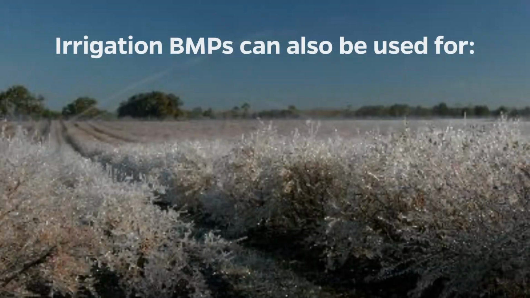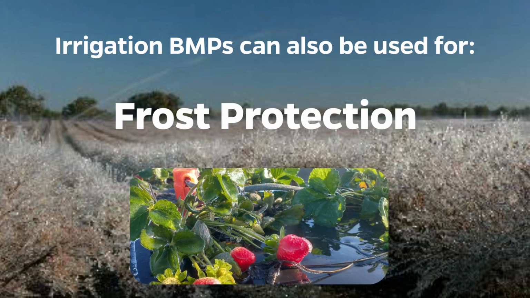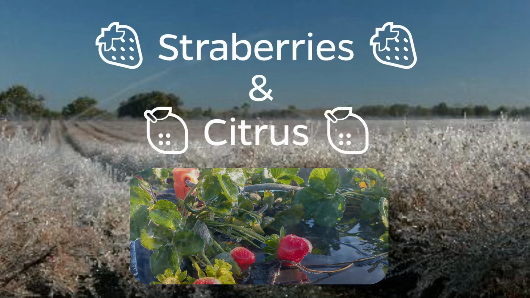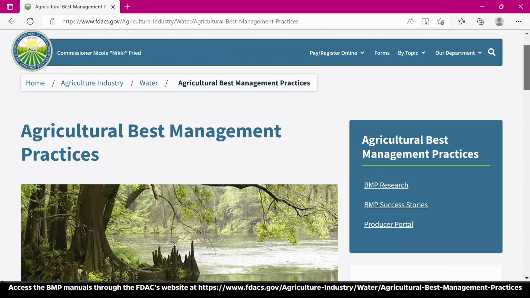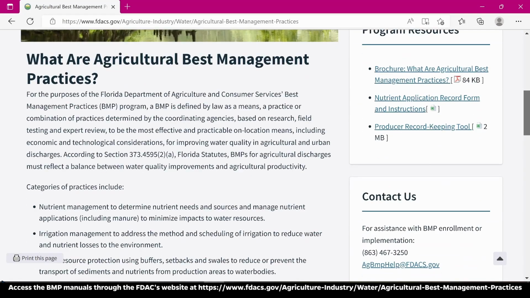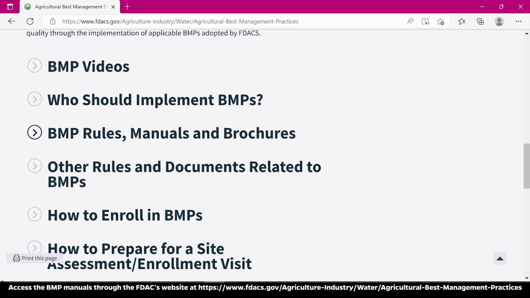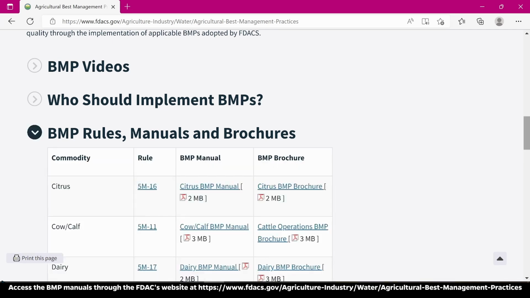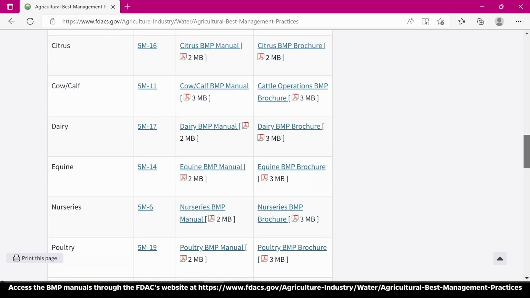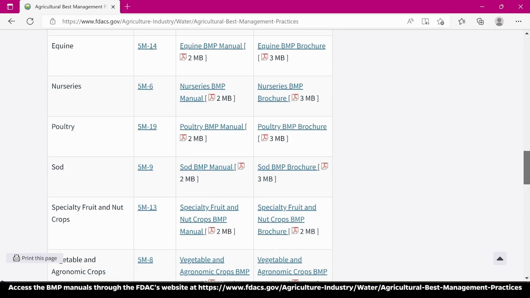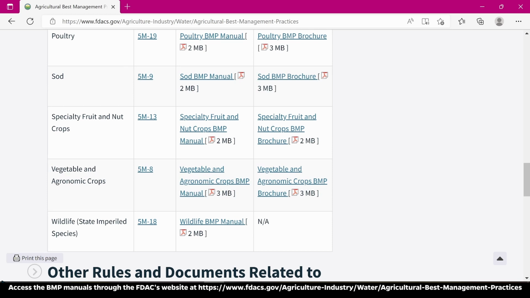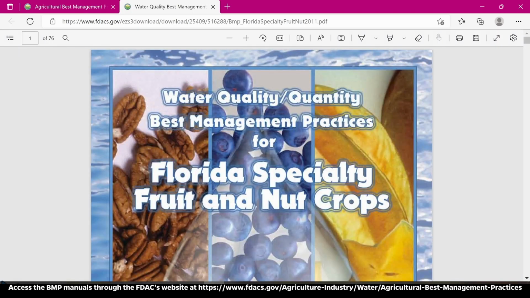Another aspect of irrigation management in the state of Florida, especially for the specialty crops, is the use of irrigation for frost protection. This is very critical, especially in the winter months for crops such as strawberries and citrus. Florida Department of Agriculture and Consumer Services also has developed BMP manuals for different commodities for the state of Florida. These manuals contain best management practices, including irrigation management practices for different crops. I strongly recommend the use of these manuals for the adoption of best management irrigation practices in the state of Florida.